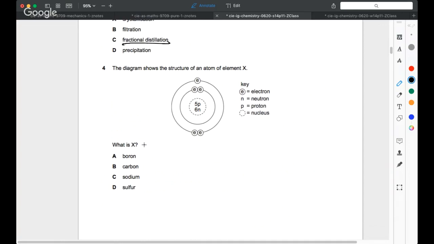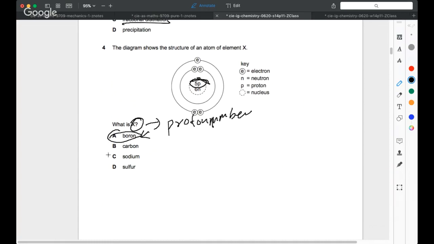So we are trying to figure out which element is X. So this is determined by the proton number. So the proton number is 5. So proton number of 5 gives you boron as your element. So the correct answer is A.